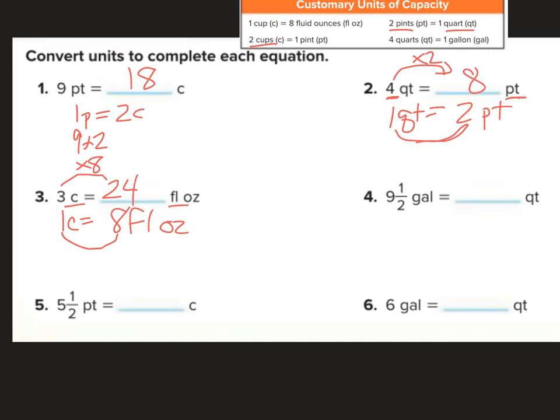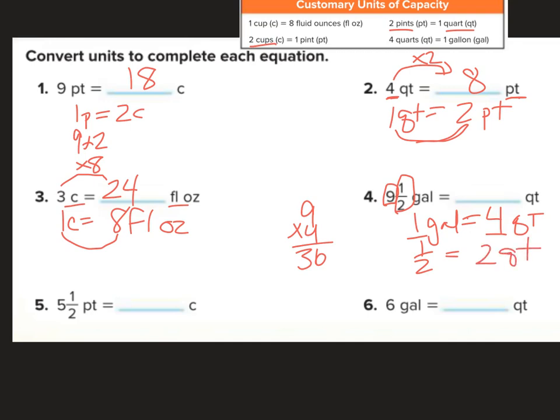Okay, 9.5 gallons. So 1 gallon equals 4 quarts. So let's see, how many are 9 gallons? 9 times 4 is 36. Then I need half a gallon. So if a whole gallon is 4, then a half gallon would be 2. So if I add 2 here, I'd get 38 quarts.